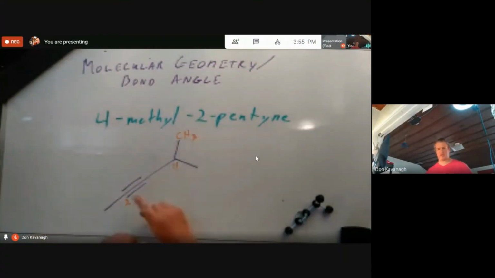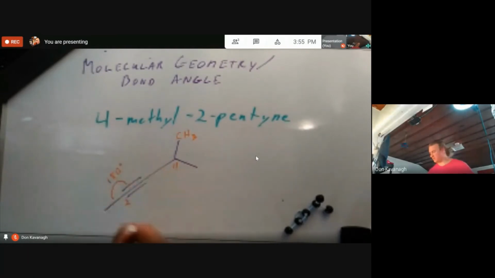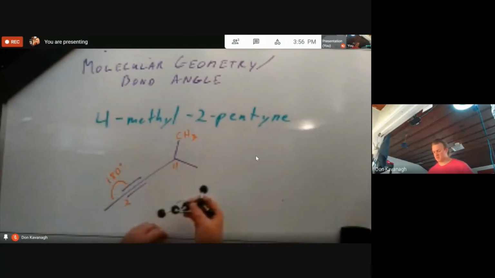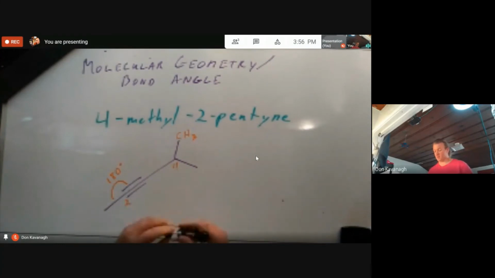The geometry around a carbon-carbon triple bond is linear with a bond angle of 180 degrees. In this model, the model kits, those plastic bonds that represent the sigma and the pi bonds, keep it rigid and make you, you know, you can't fudge it, so to speak.